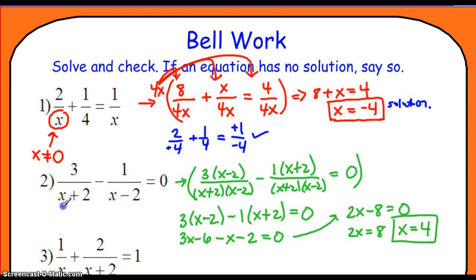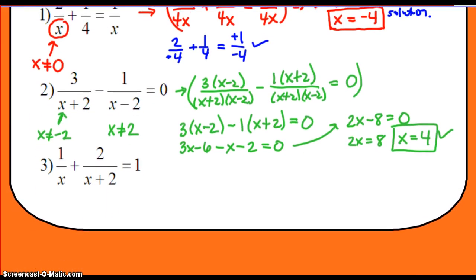Again, as we look back at the beginning, x cannot be negative 2 because that would cause us to divide by 0, and x cannot be positive 2 because that would have us divide by 0 in this fraction. So 4 should work. This would be 3 over 6, which is a half, minus 1 over 2, which is a half. So 1/2 minus 1/2 is 0. Check, that is a solution. So in all of these problems, we're trying to get a common denominator. Let's do one more example.